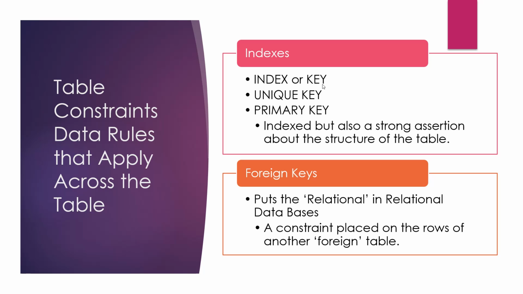So many things can be identified as a unique key in a data table. So you can say social security number is a unique key. Maybe student identifier is a unique key if you have both in a table. Many things can be defined as unique keys. The primary key, however, can only be defined once for a table. It's indexed, but it also is a strong assertion about the structure of the table.